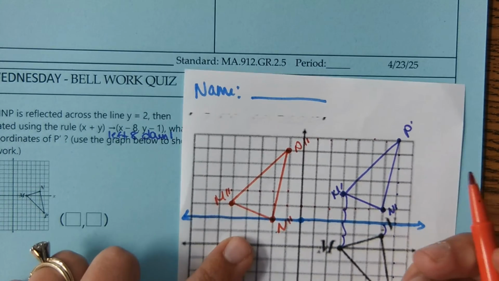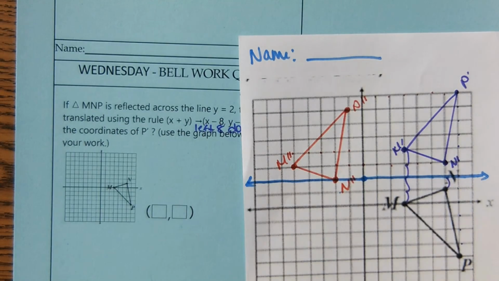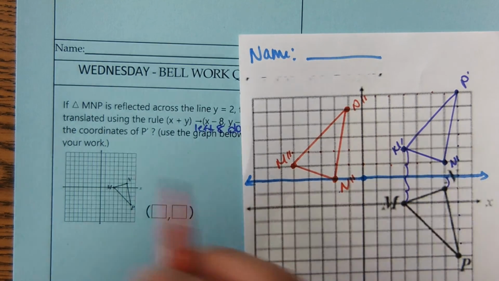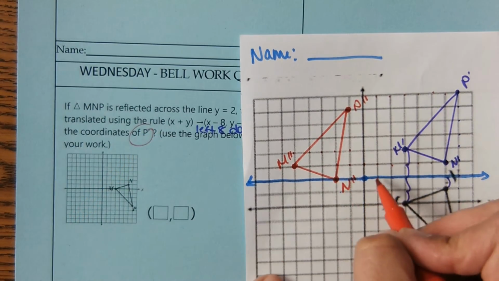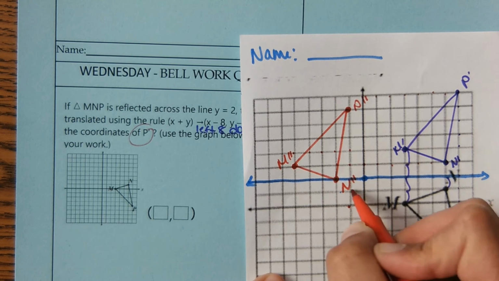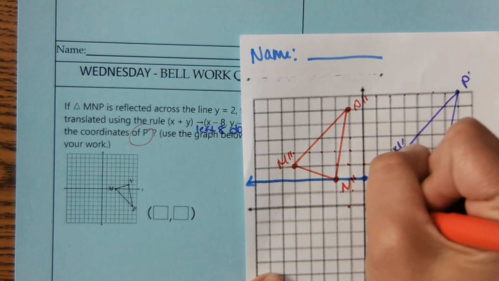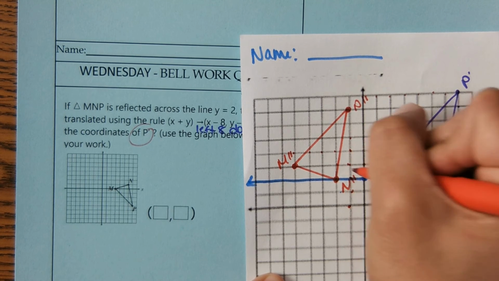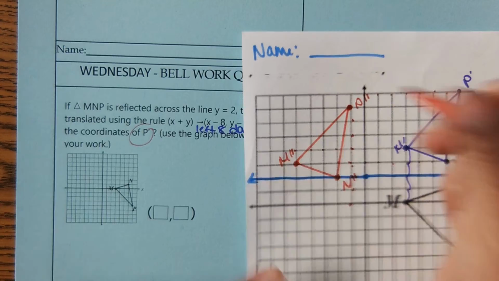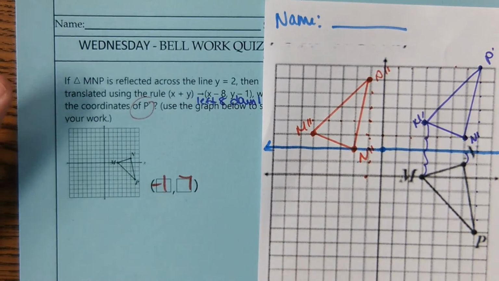Okay, and then here is our shape after both transformations. This is called a sequence of transformations because it's more than one. And it asks here, what are the coordinates of P after you follow these rules? It's -1, and then 1, 2, 3, 4, 5, 6, 7. So -1, 7 is your coordinates.